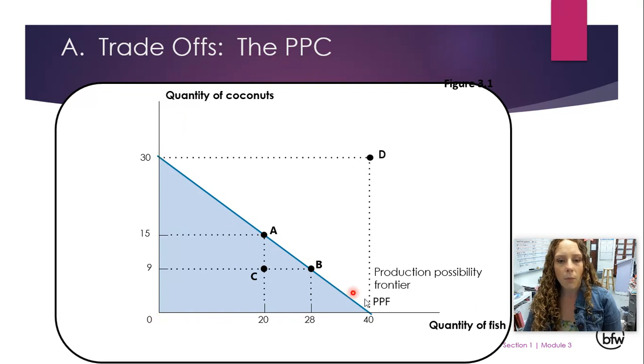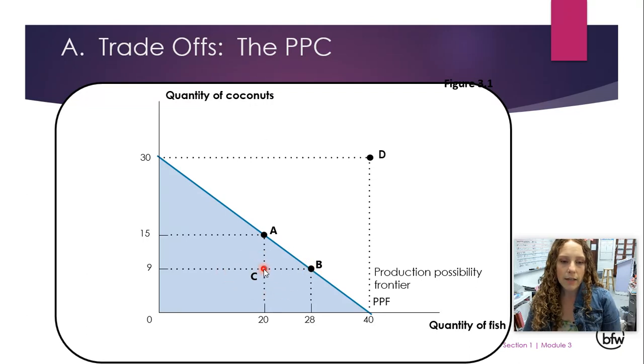So more likely, they're probably going to be somewhere along here. If they decide to produce at point A, that means that they are gathering 15 coconuts and 20 fish. If they decide maybe they want more fish, they want 28 instead, well, they can do that. They can catch 28 fish, but that means they're only going to be able to get 9 coconuts. Okay, so you see, there's your opportunity cost.